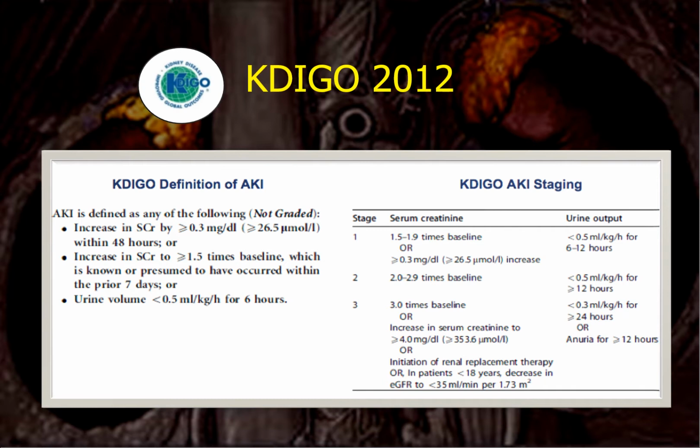Modifications also allow for a child with estimated GFR less than 35 mL per minute per 1.73 meters squared to be included in stage 3, in contrast with the adult criterion of more than 4 milligrams per deciliter serum creatinine, which would be unusual in infants and young children. You can see also that extension of the diagnostic time frame for a serum creatinine rise to 7 days allows for the inclusion of patients with late onset AKI.